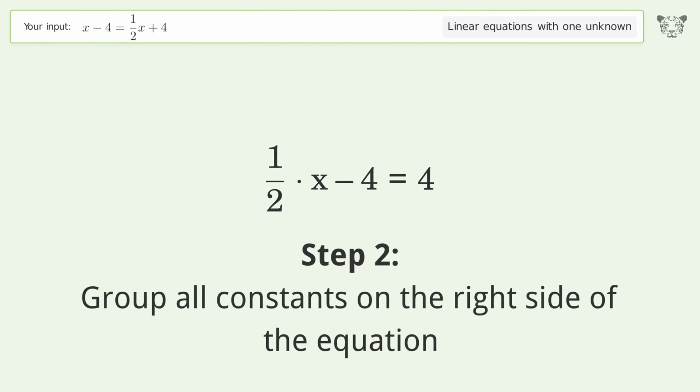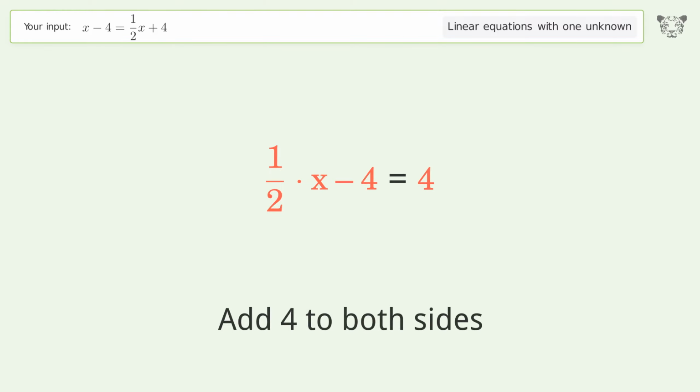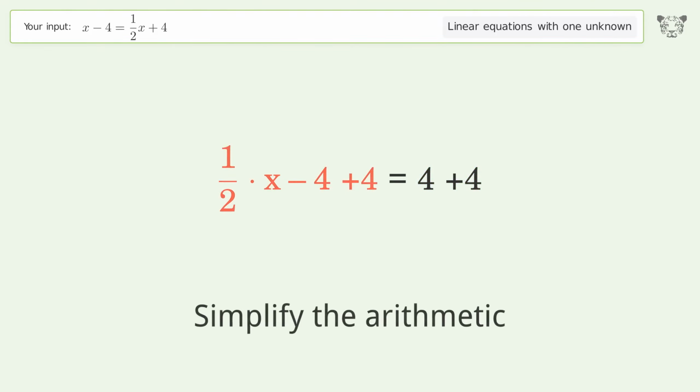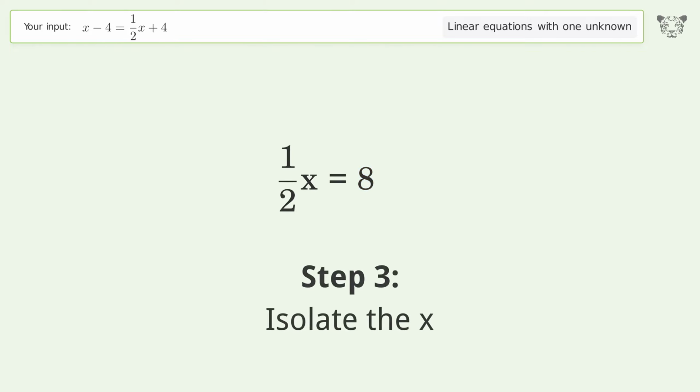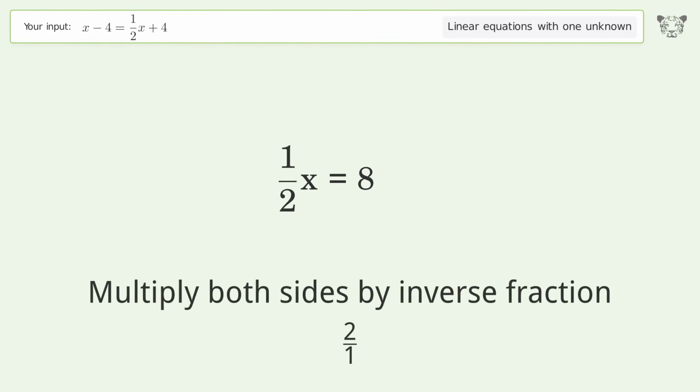Group all constants on the right side of the equation. Add 4 to both sides. Simplify the arithmetic. Isolate the x. Multiply both sides by inverse fraction 2 over 1.